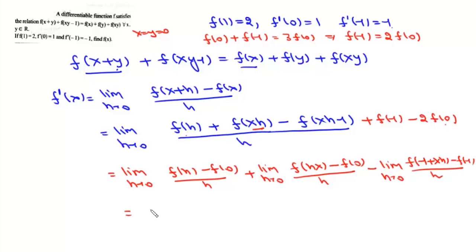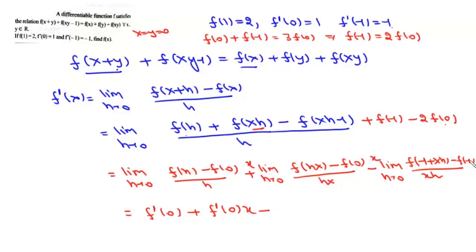Now this is f dash 0. Now here we'll multiply and divide everything with x. This again is f dash 0, so it will be this f dash 0 x, and minus here also we'll multiply and divide everything with x.